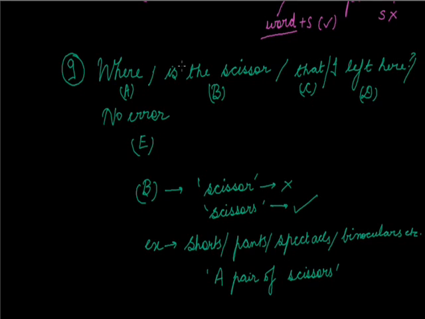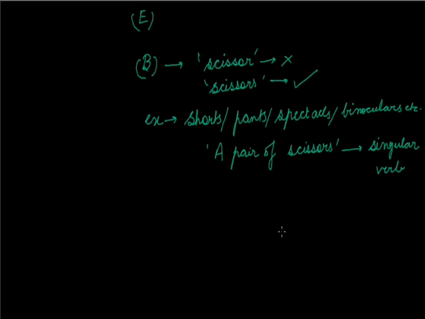So here should be are. And here should be Caesars. If you want to use it in a singular form, then use: where is the pair of Caesars that are left here. We can say a pair of Caesars, so the verb may be singular. We can use a singular verb if we use a pair of with it. But the plural verb, if it is directly used as Caesars.